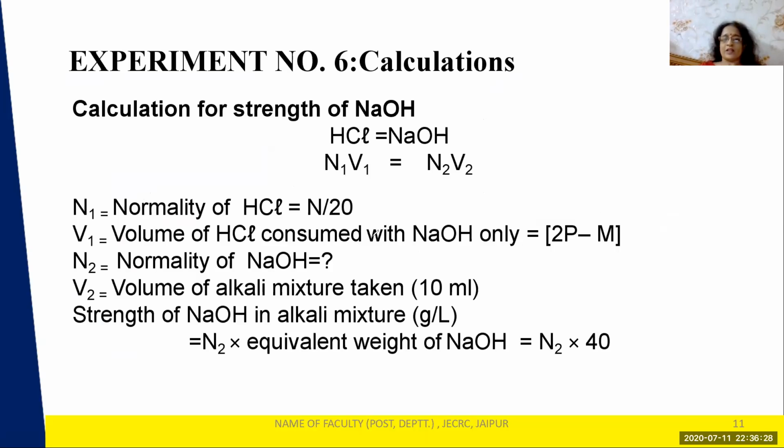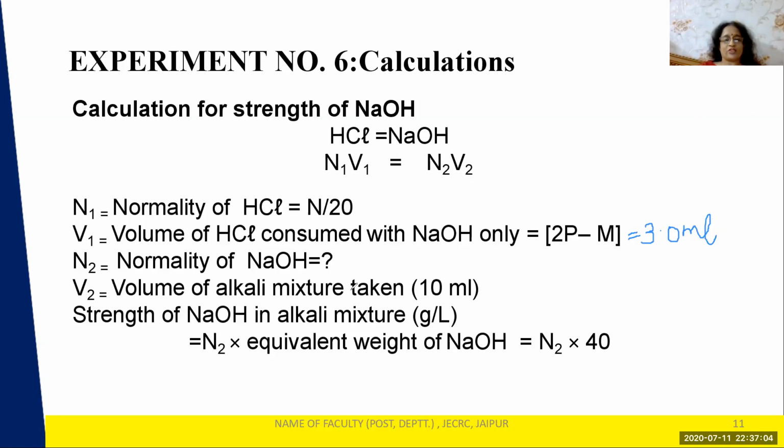V1 is volume of HCl consumed with sodium hydroxide only, which is to be calculated by using the formula 2P minus M. And when we take phenolphthalein endpoint as 4.0 and methyl orange endpoint as 5.0 milliliters, then it comes out to be 3.0 milliliters. So this is the volume of HCl consumed with sodium hydroxide only. Now N2 denotes normality of sodium hydroxide, which is unknown here, and it is to be calculated.